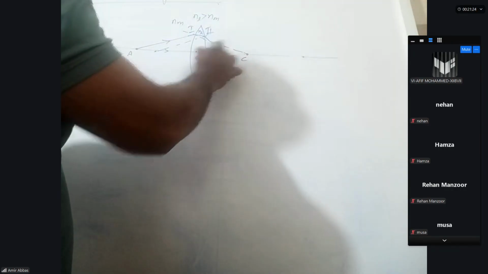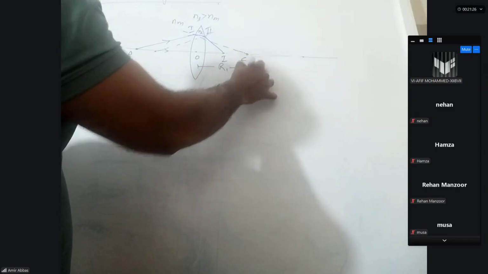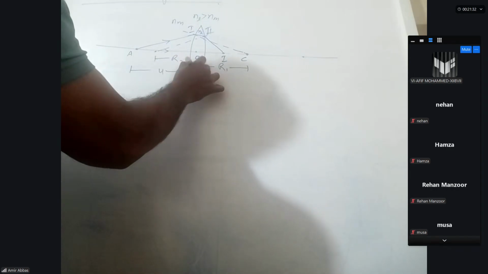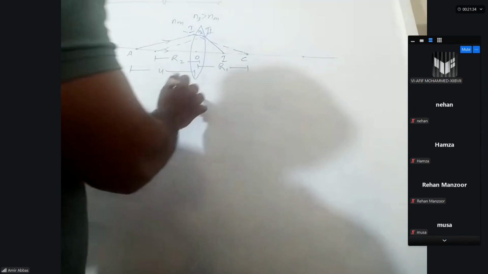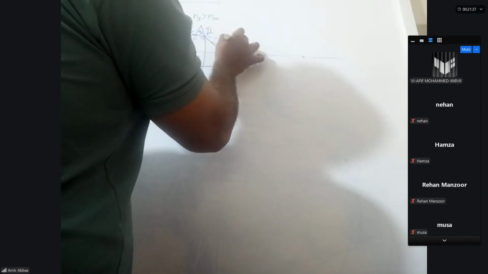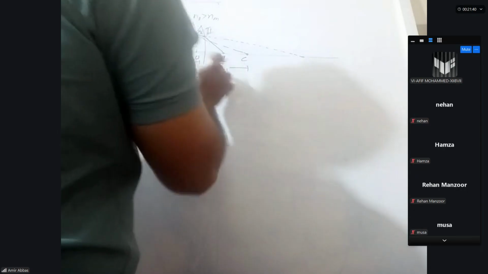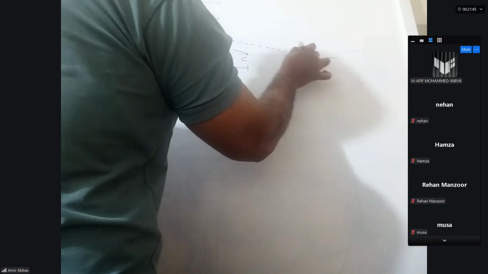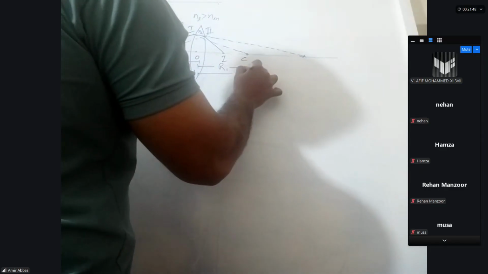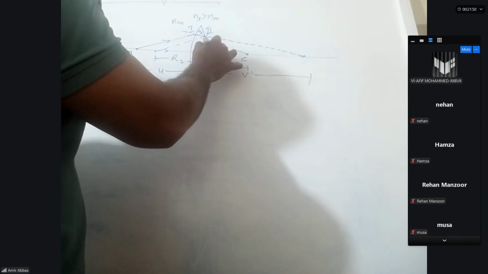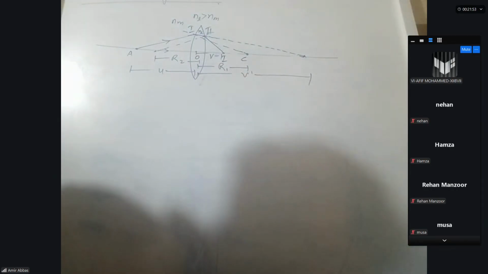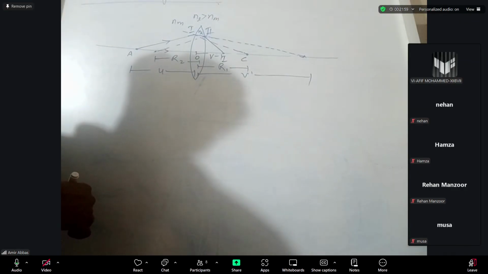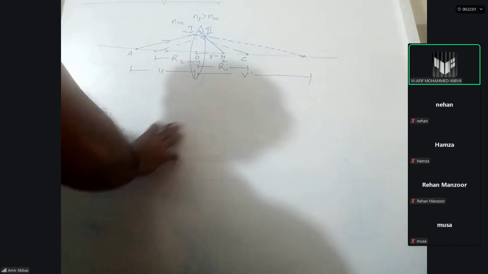This is R1. This is R2. This is the object distance. If the second curved surface were not there, the first image would get formed somewhere over here. Let us say it is V dash, and the final image is at V. You can see all the parameters that we have taken.